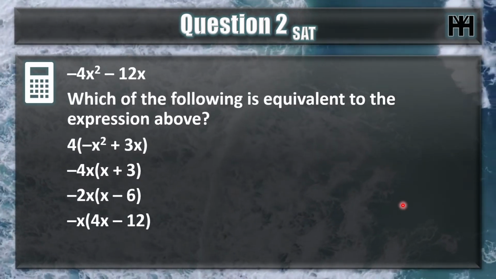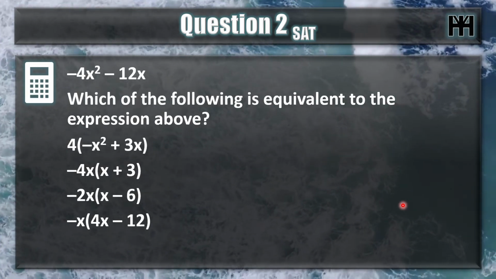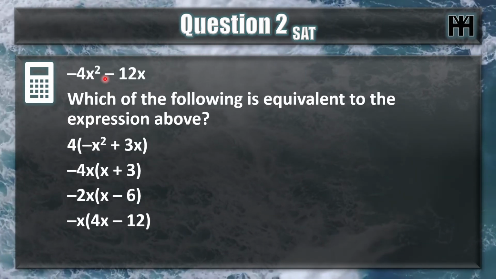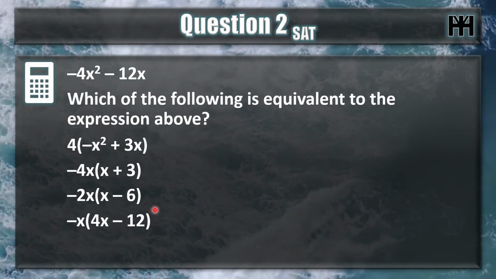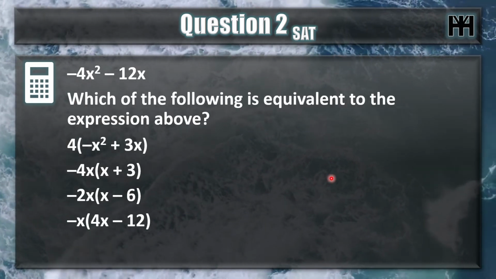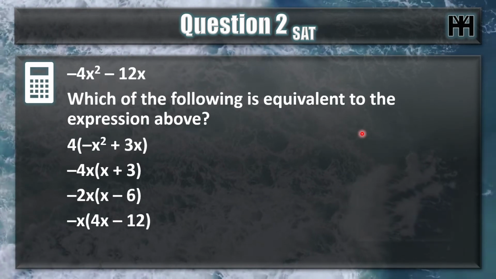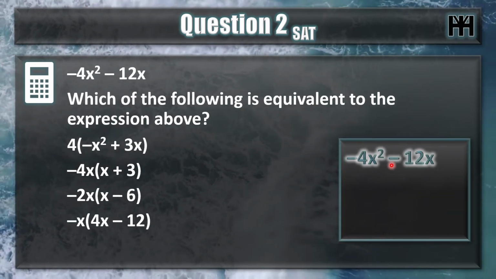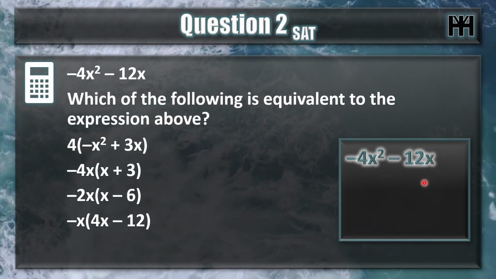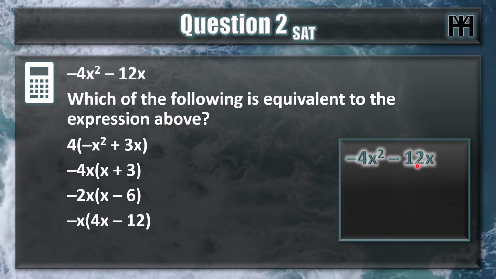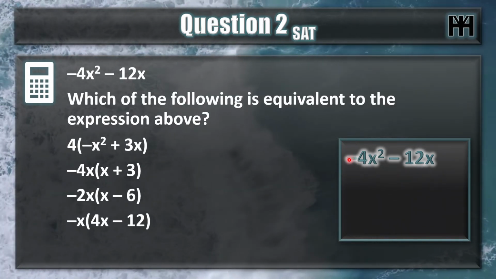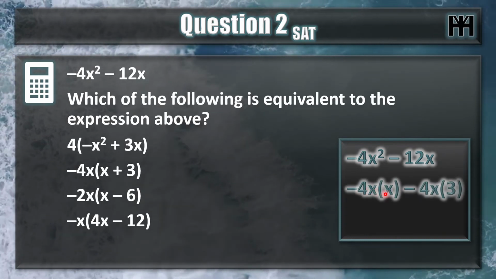Question 2. Negative 4x squared minus 12x. Which of the following is equivalent to the expression above? Okay, first let's try to get the greatest common factor out of these two terms. We can take x as a common factor because x to the power 1 is the lowest power. And 12 is divisible by 4, and we have a negative here, so we can take negative 4x as a common factor.